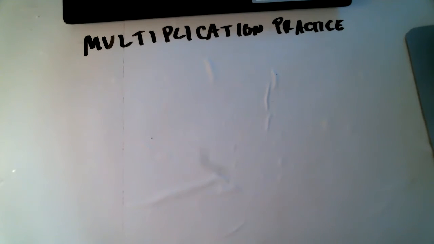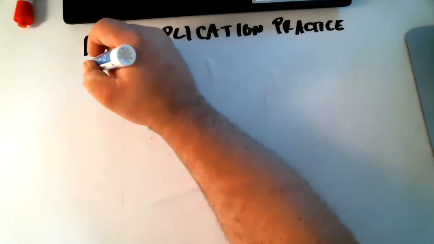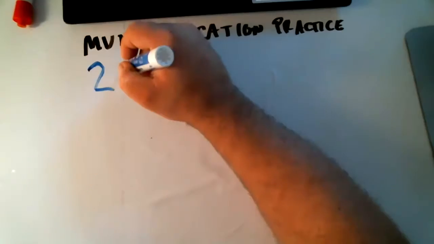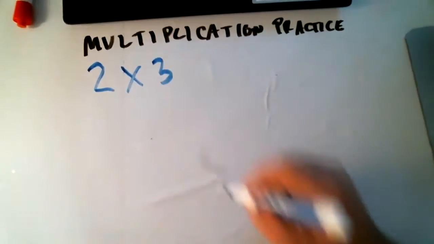All right, so here's a little bit of multiplication practice for us here. We're going to work on some of these. So the first one I'm going to talk about is 2 times 3.